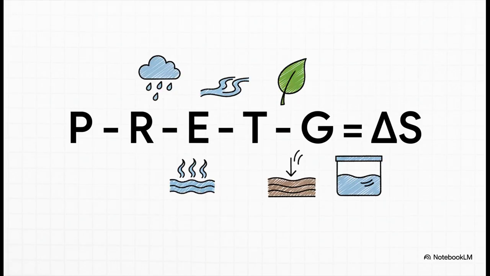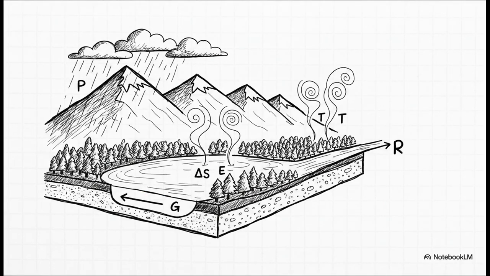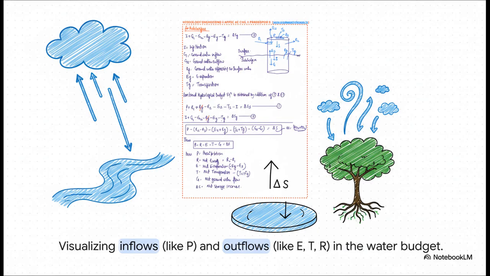In hydrology, we express this simple principle with this famous equation. And the cool part is, it accounts for all of those components of the water cycle we just discussed. So here's what each variable stands for. P is precipitation, R is runoff, E is evaporation, T is transpiration, G is groundwater flow, and that delta S symbol, that's just the overall change in storage. Now this is a very important formula from an exam perspective as it connects all the key processes. This diagram really helps to visualize that balance.